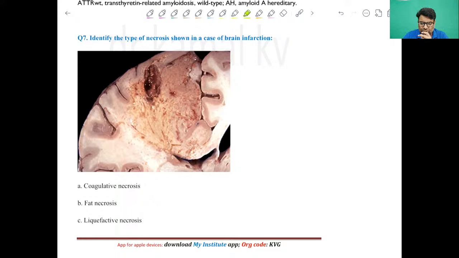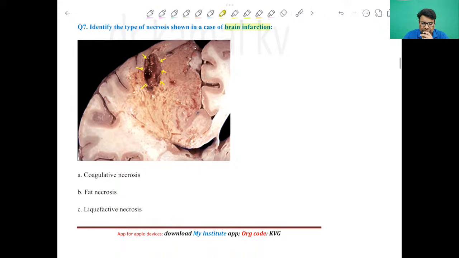Then the next question is about a type of necrosis which has been shown with the help of an image, and the clinical condition is brain infarction. So identify the type of necrosis shown in a case of brain infarction. And here we can see the necrosis. So this is which type of necrosis which is seen in a case of brain infarction?